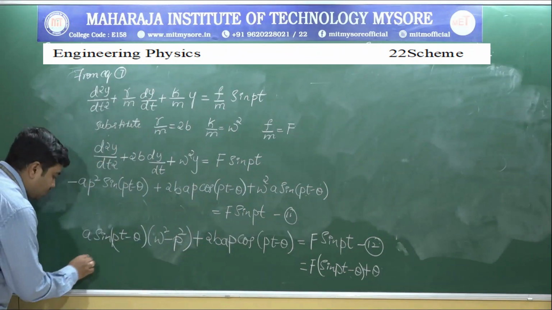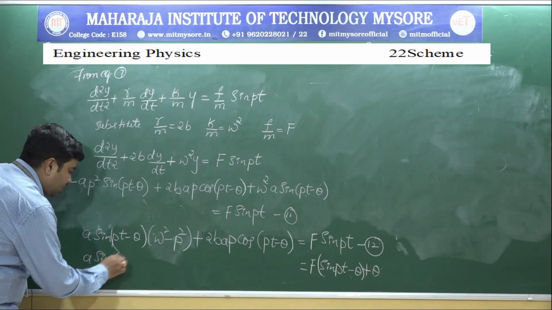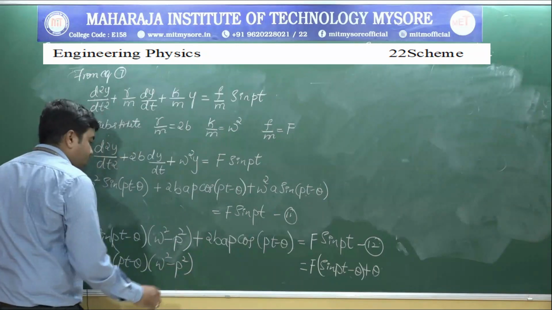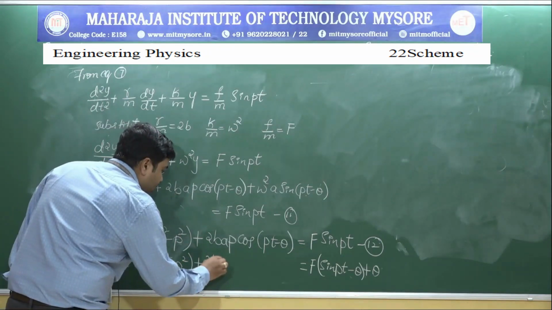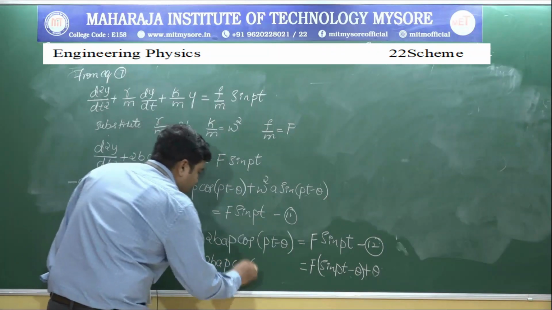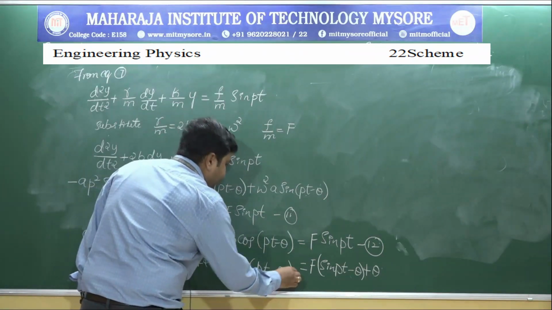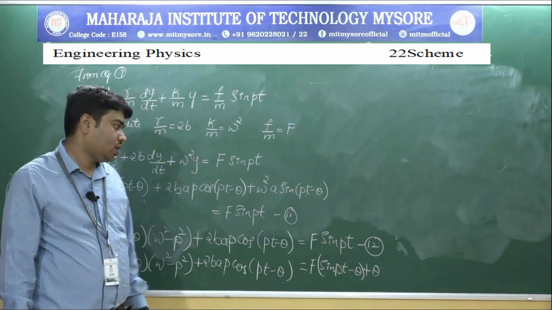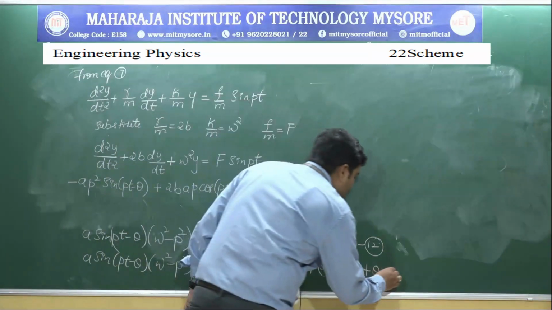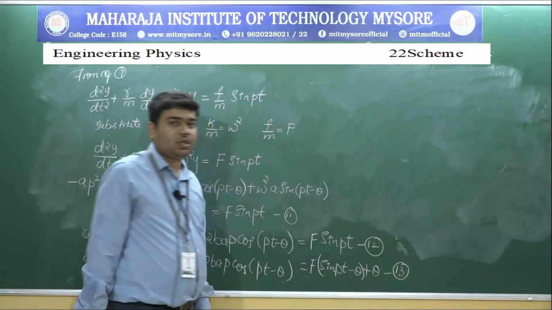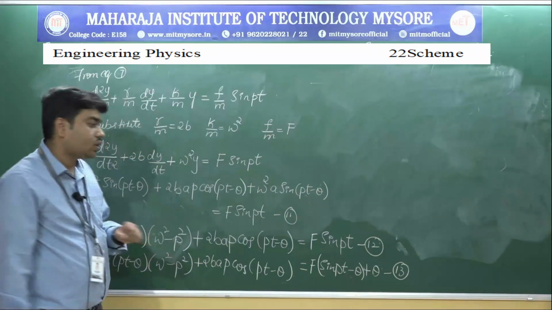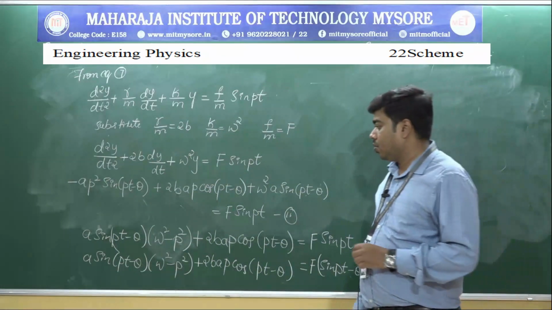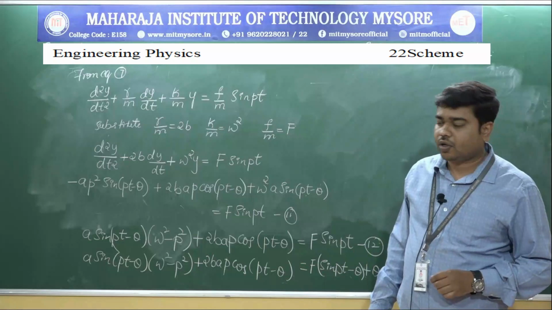So we'll just write this: A sin(pt − θ)(ω² − p²) + 2bAp cos(pt − θ). And then we added and subtracted θ to the right hand side of the equation. So we'll call this equation 13. Now using equation 13, we have to simplify it further so that we'll be able to get the amplitude as well as the phase of the forced oscillation.